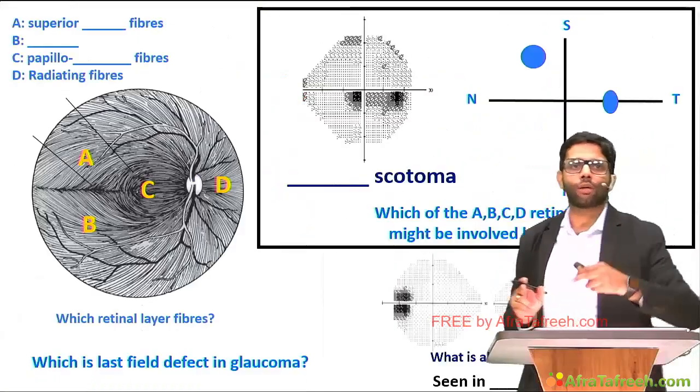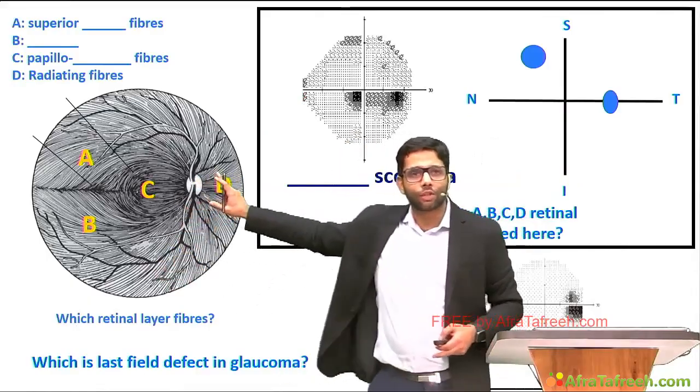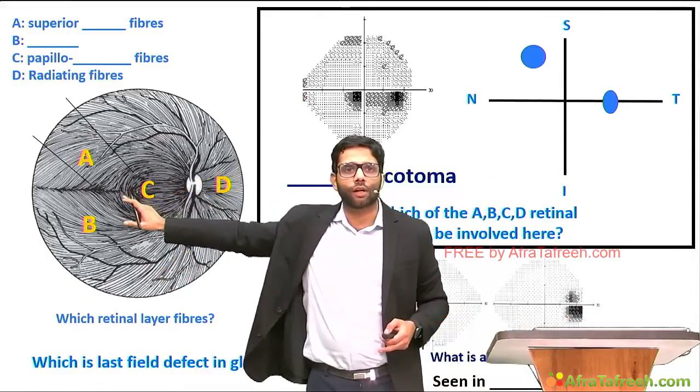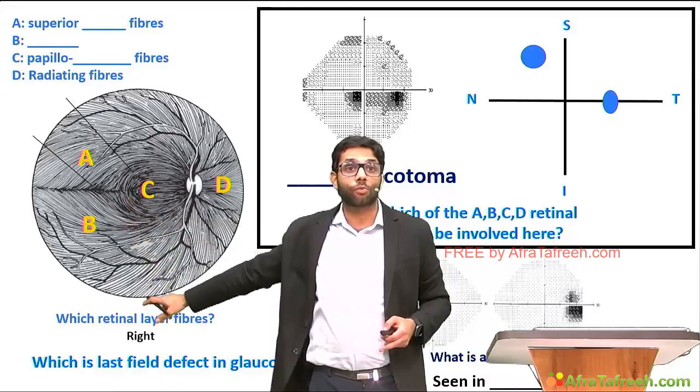This is what I'm talking about. When a picture is given to your retina, this is the observer's view. So this is the optic disc, this is the central retina, the fovea. Fovea is on the right side. So this is the right retina fibers, observer's view.